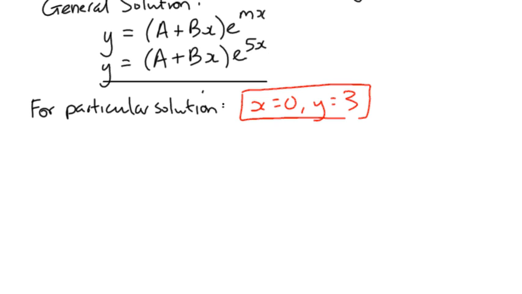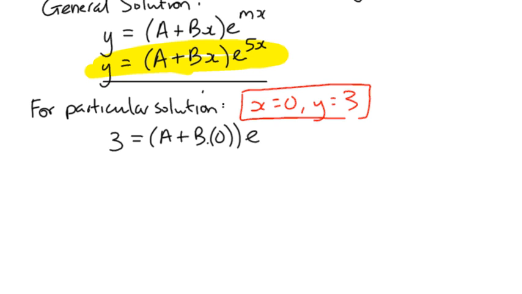So if we're substituting into this equation that we've got here, then y is 3, and it means that a plus bx, well, we're told that x is 0. And e to the 5 times 0 is just going to still be e to the 0. That goes to 1. So we're left with 3 equals a, or in other words, a equals 3. And there's our value of the constant a.